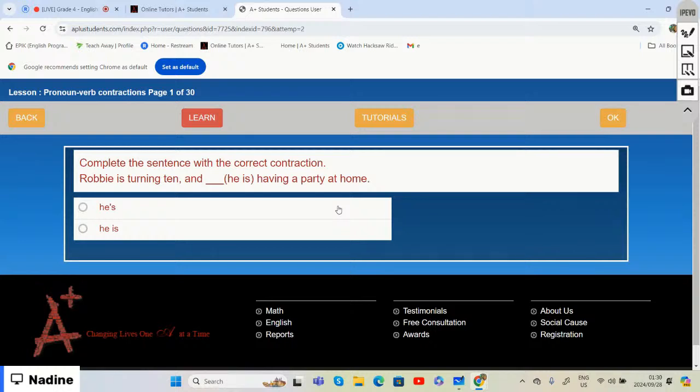All right. The next one says, Robbie is turning 10. Do we say, and he's, option one? Or do we say, and he is, option two, having a party at home? Which one is correct?